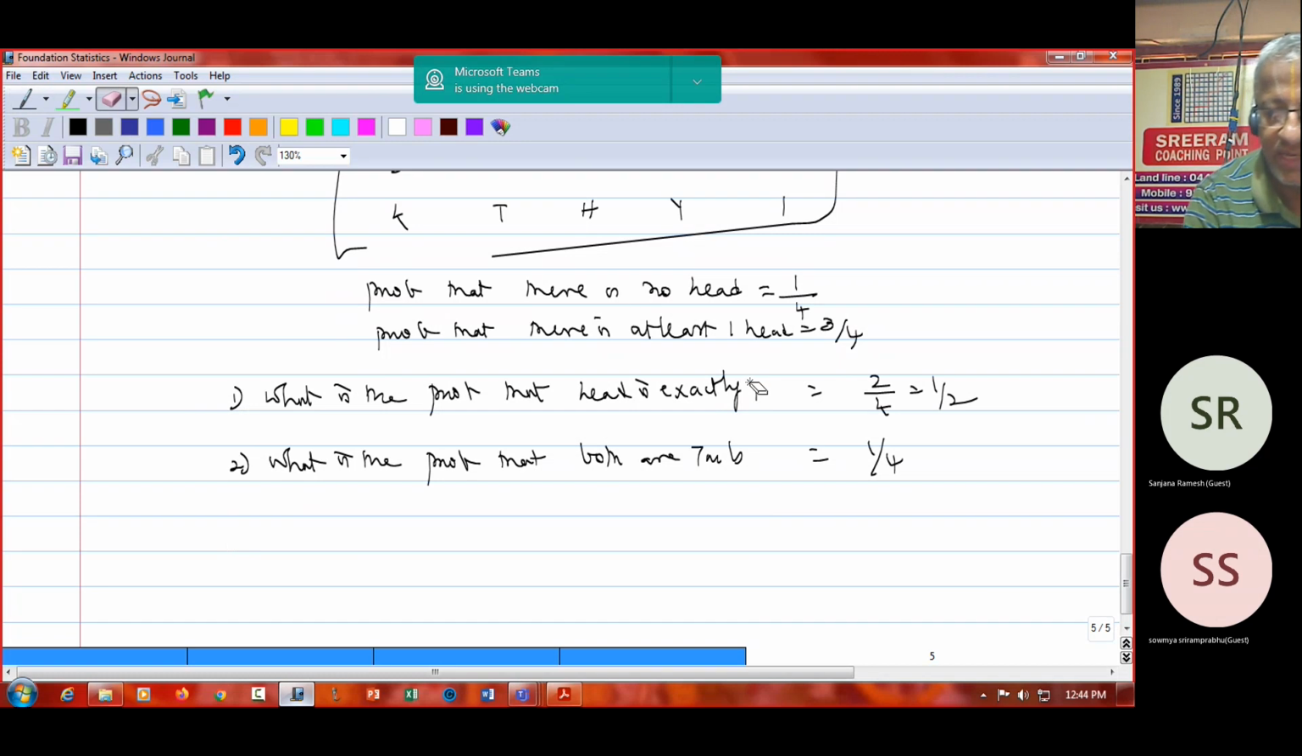See here, it is exactly 2. The mistake I've written is somewhere. Exactly 2. Sir, exactly 1. Exactly 1 head. What is the probability?